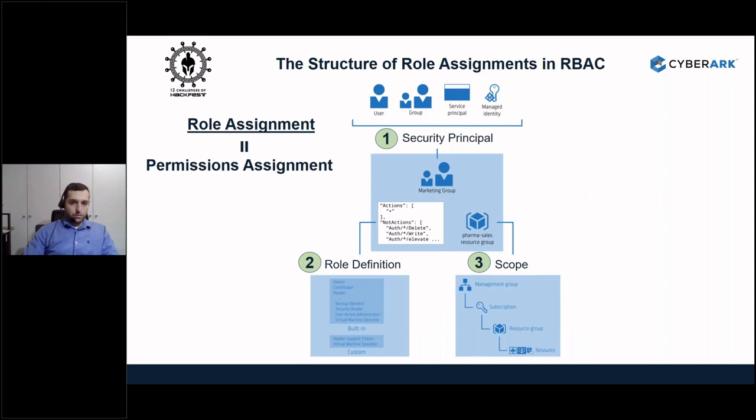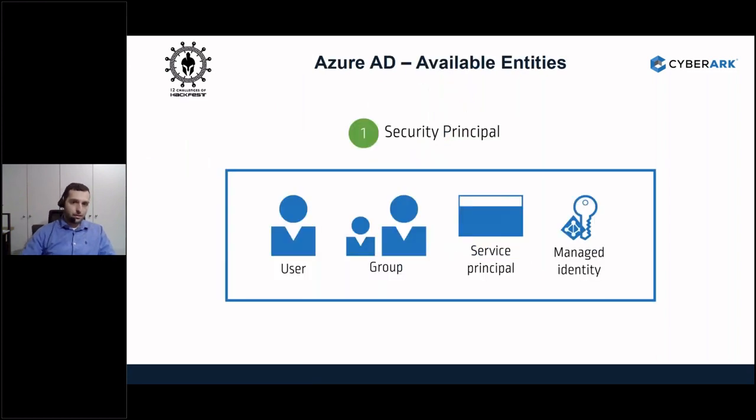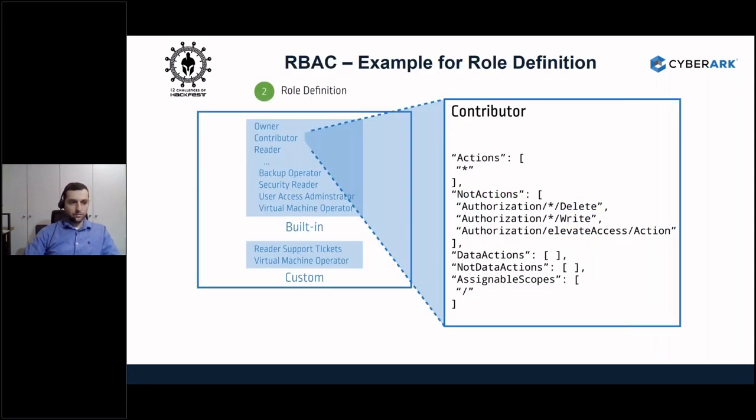So how does it look, a role assignment in RBAC? It looks like this. It's built from three elements. The first is the service principal, the identity. It could be a user, group, service principal, or managed identity. The second is the role definition part. It's the list of actions that are going to be permitted in the permission assignment.